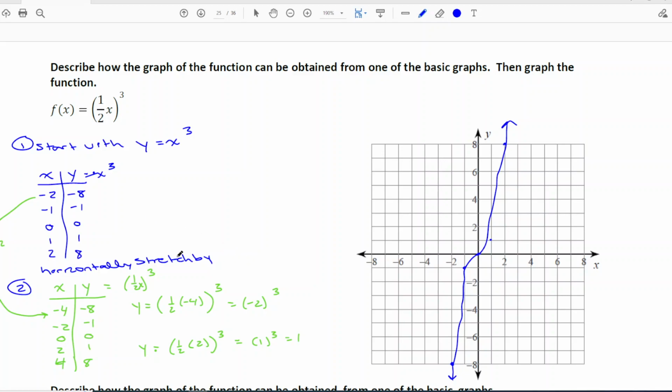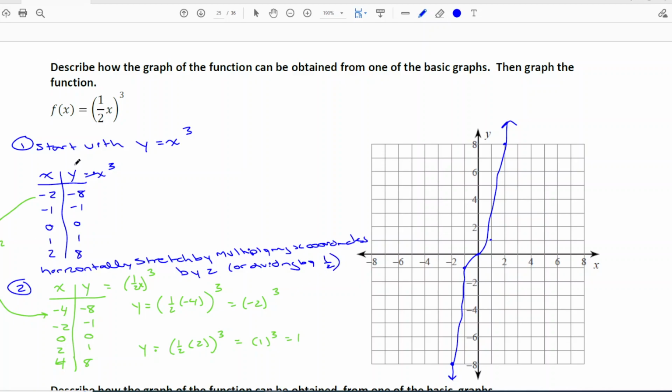It says horizontally stretch by multiplying x coordinates by 2, and then it says in brackets, or dividing by 1/2. So you kind of get to pick.